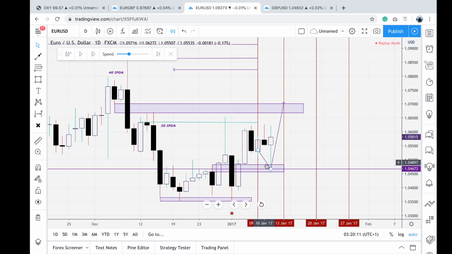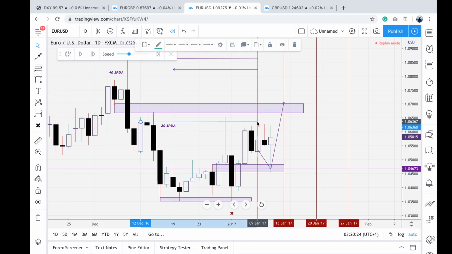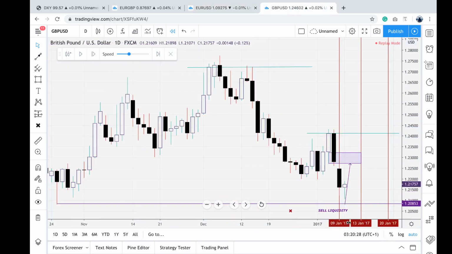Perfect. So price taps our level perfectly and trades higher. Okay, so this is precision. This is how you get precision in the marketplace. Look how precisely price taps our level and goes up. So our first target will be the 20-day IPDA. And for British Pound USD, you want to see price trade through this level and trade higher. So let's see what British Pound USD does.